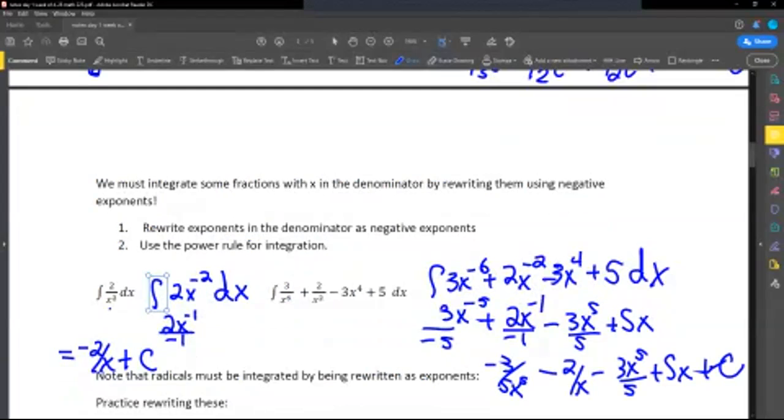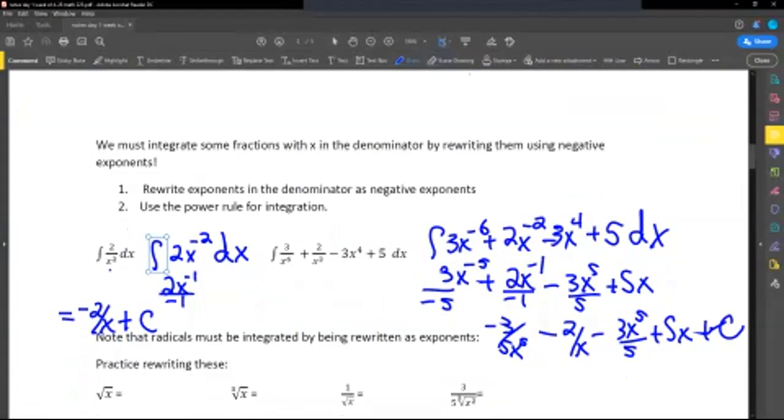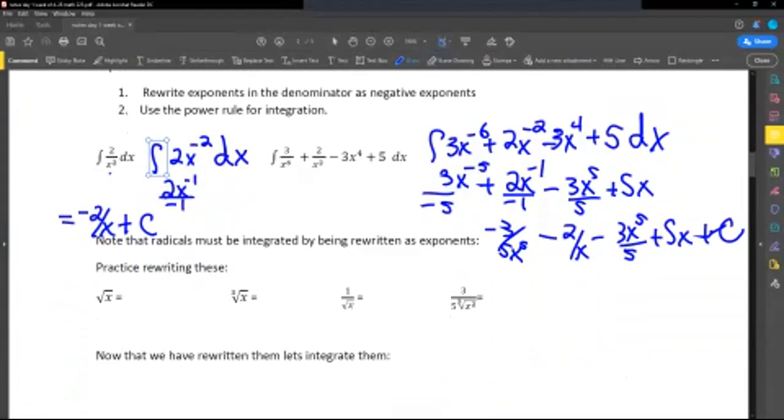So if you have x to a power on the bottom, go ahead and rewrite it as a negative power. And this is true of radicals too. You really can't integrate a square root, but you can always write radicals as powers of x. So let's review these real quick. The square root of x, we could rewrite as x to the 1/2. Remember, you divide by the index. The index here is 3, so this would be x to the 1/3.